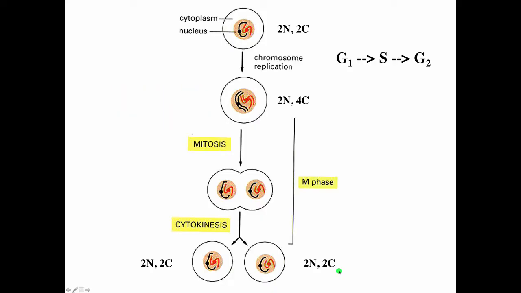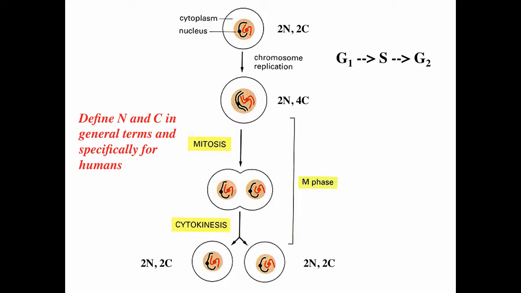So here I want to define for you the concept of N and C, first in general terms and then specifically for humans. When we talk about N, we're talking about the haploid number of chromosomes for a given species. N is unique to that species. For humans, the haploid number of chromosomes is 23. C is the amount of DNA in a haploid cell. Usually we take that as the amount of DNA in a mature sperm. So in humans, C is 3.5 picograms of DNA.